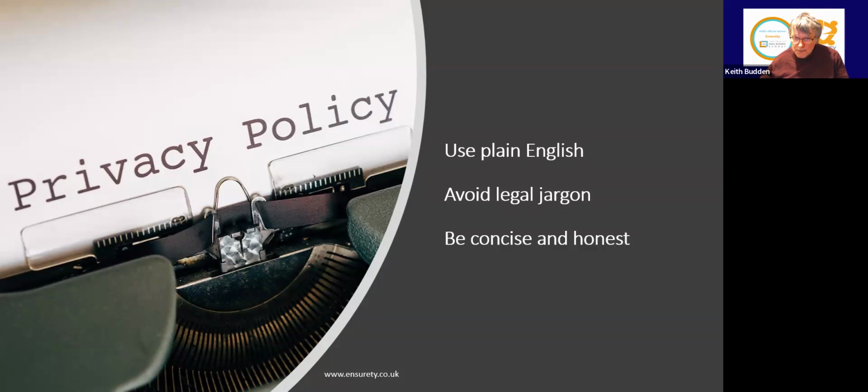Because it's important that you get it right, and get it in language which people can understand. Because otherwise, someone can claim that you're not being fully GDPR compliant because you haven't got it in a form which they can understand.